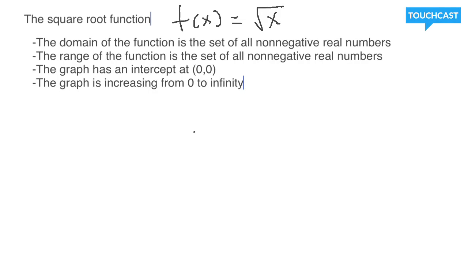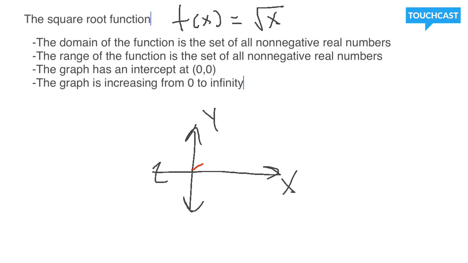If we were to sketch the square root function after putting in our x and y axis, it would roughly look like this, where we have an intercept at 0, 0, and the graph is increasing from 0 to infinity, where all non-negative or all positive x values are in the domain, and all positive y values are in the range.